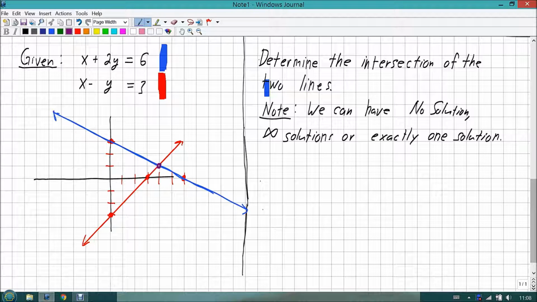And that point is at, let's see, count the x's: 1, 2, 3, 4 for the x. So 4, comma, count the y's, go up 1. So it looks like the solution to this system of equations would be at 4, comma 1. So on the next portion, it says determine the intersection of the two lines, which we have at 4, 1.